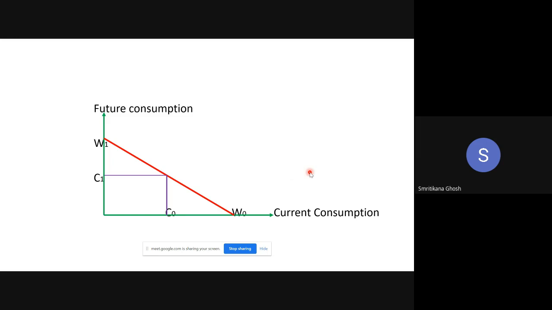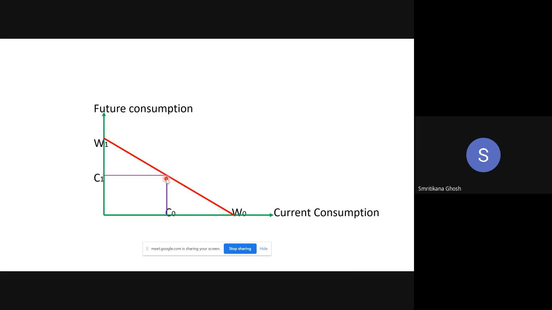Now 1 is constant, R is the interest rate, also a parameter. So 1 plus R is constant with a negative sign. So it's a negatively sloped straight line. So you have this budget line. For future consumption and current consumption, this is your budget line.